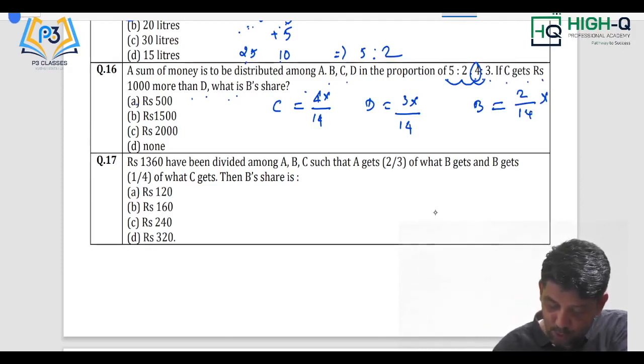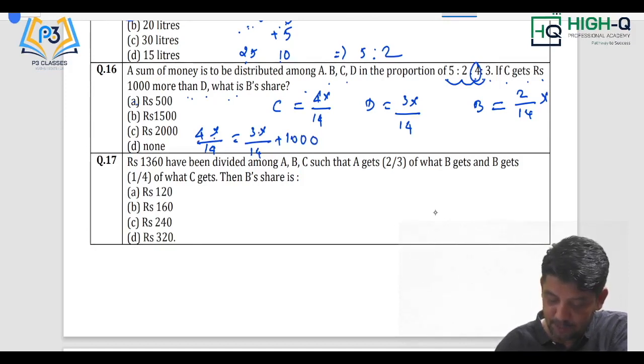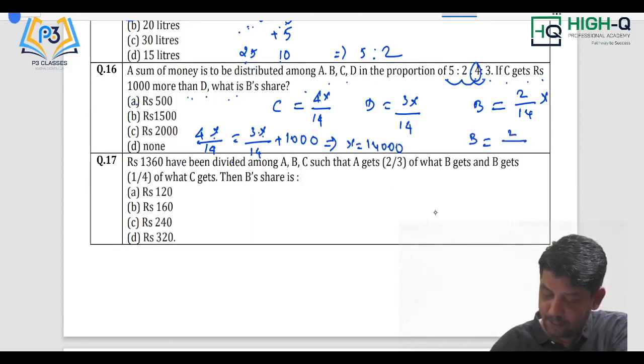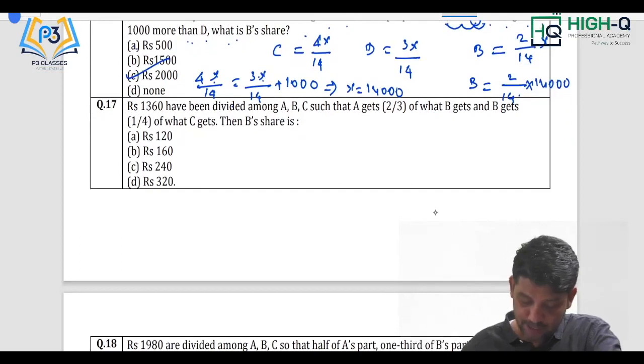C gets 1000 rupees more than D. That means C's share is 1000 rupees more than D's share. Am I right, my dear? That's it. Bring it to the left hand side. This is nothing but 4x minus 3x, x by 14. Can I say x is equal to 14,000? When x is equal to 14,000, B's share is equal to 2000 rupees. What is B's share? 2000 rupees. That's all, my dear.